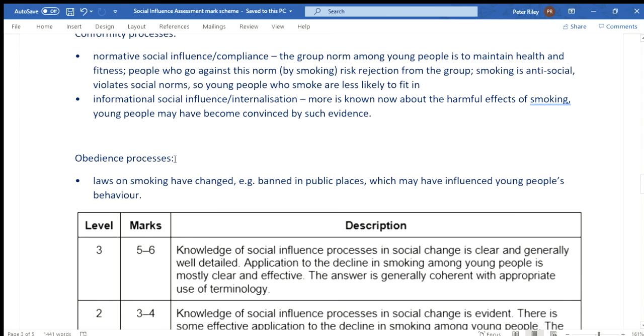You could also, which is probably unlikely in our answers, refer to obedience. So we know that in 2005, I think it was, 2005, 2006, the laws changed around smoking. So you can't now smoke in public places. You could argue that the age in which you can buy cigarettes has changed, and therefore we are more likely to obey the instructions of the law and the police officers, the legitimate authority figures, and not smoke at all.